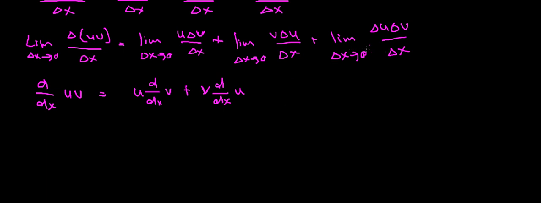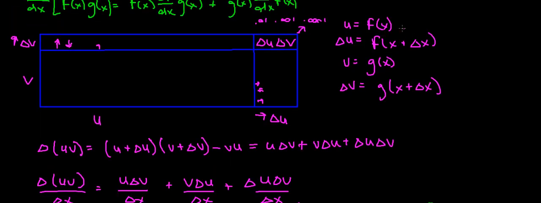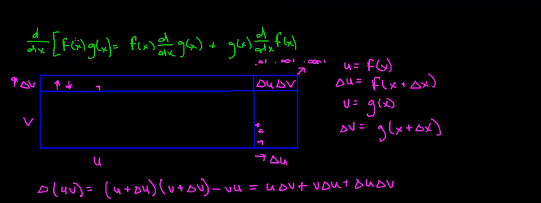So after I get over this part, it's going to 0, then I'm left with something that looks very familiar, and this is the product rule. If I have the derivative of u and v, then I get u times the derivative of v plus v times the derivative of u. And if I go back up and do my substitutions, u is f of x, v is g of x, so I'll get this product rule right here.